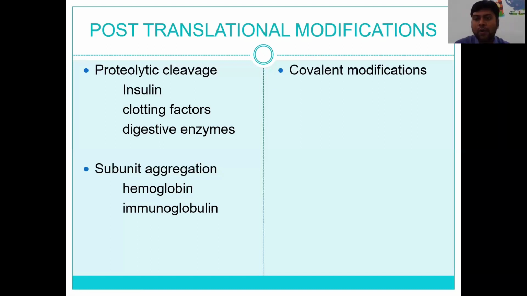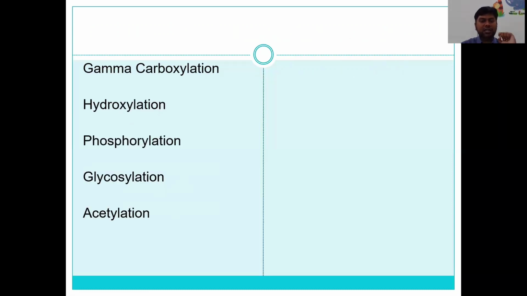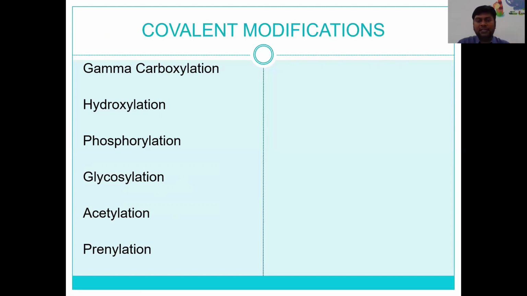Last thing, covalent modification, as the name says, where some group will be attached or detached through a covalent bond. The most common examples of covalent modifications are gamma carboxylation, hydroxylation of proteins, phosphorylation, glycosylation, acetylation, and also prenylation. These are some of the major covalent modifications. Now we will see some examples of the proteins which undergo the various covalent modifications.